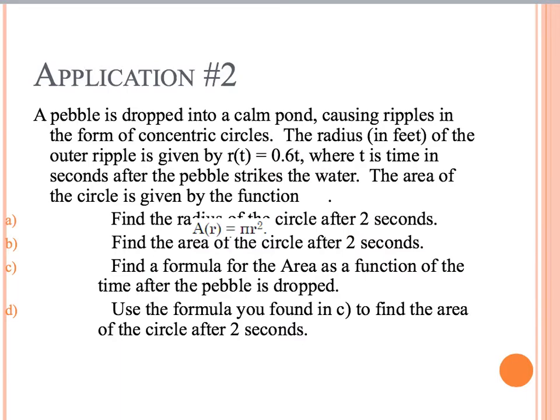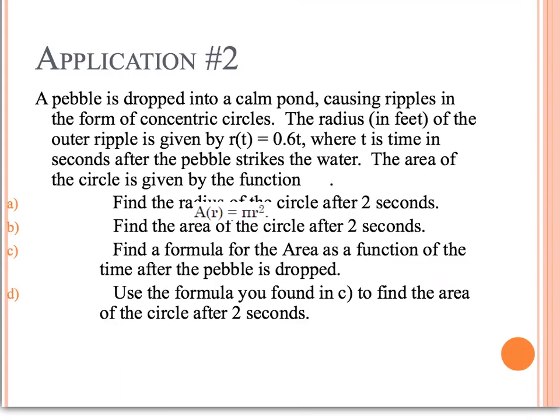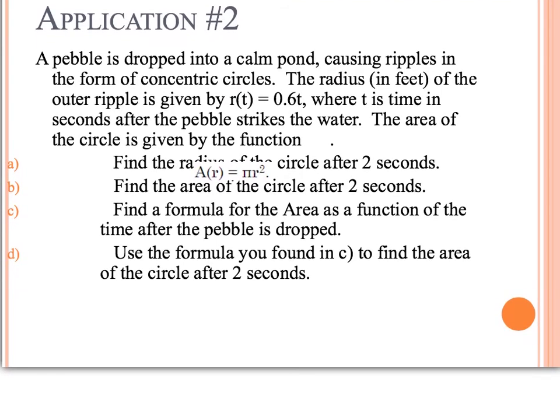And then the second application, a pebble is dropped into a calm pond, causing ripples in the form of concentric circles. Concentric circles look like a target or a bullseye. I'll do a terrible job drawing them, but they all have the same center. The radius in feet of the outer ripple is given by r of t, which is equal to 0.6t, where t is the time in seconds after the pebble strikes the water. And then the area is given by this function that jumped out of place for some reason. It's supposed to be up there.